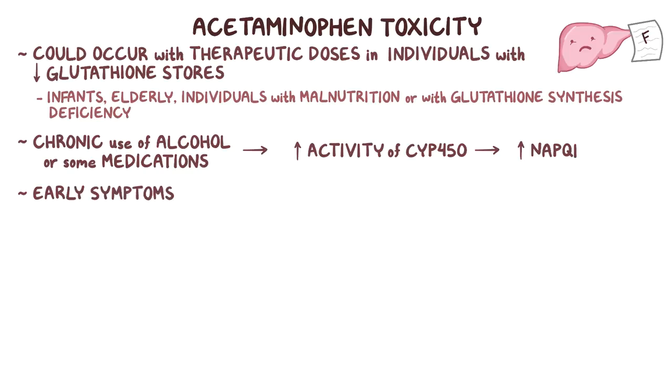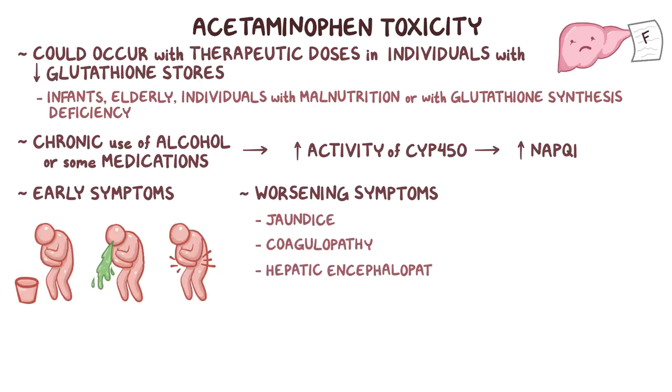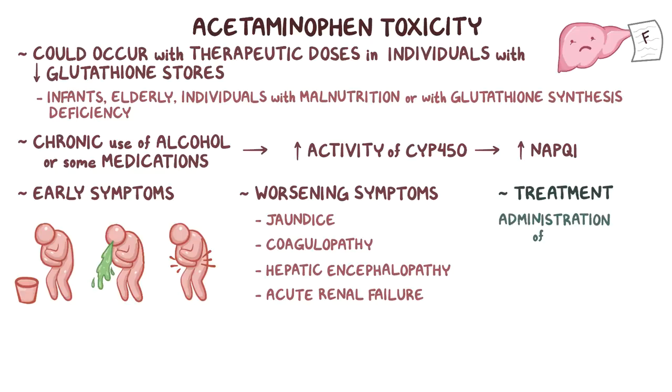Early symptoms of toxicity are nonspecific, and they include nausea, vomiting, and abdominal pain. But as a liver injury progresses, symptoms worsen and individuals may have jaundice, coagulopathy, hepatic encephalopathy, and acute renal failure. Treatment consists of administration of N-acetylcysteine, or for short, NAC, which replenishes glutathione and prevents its depletion.